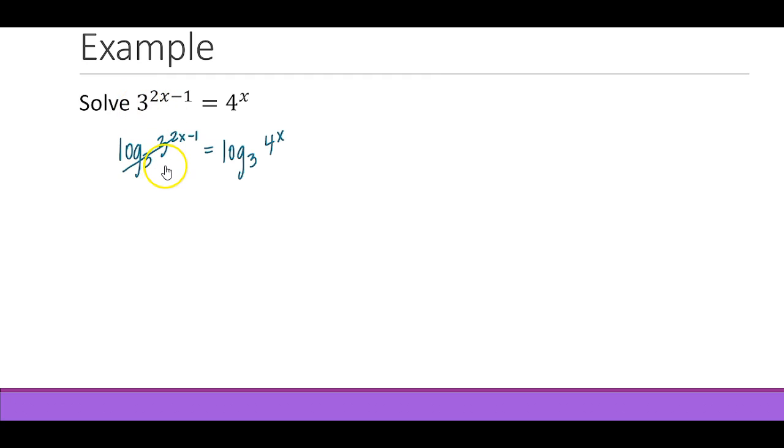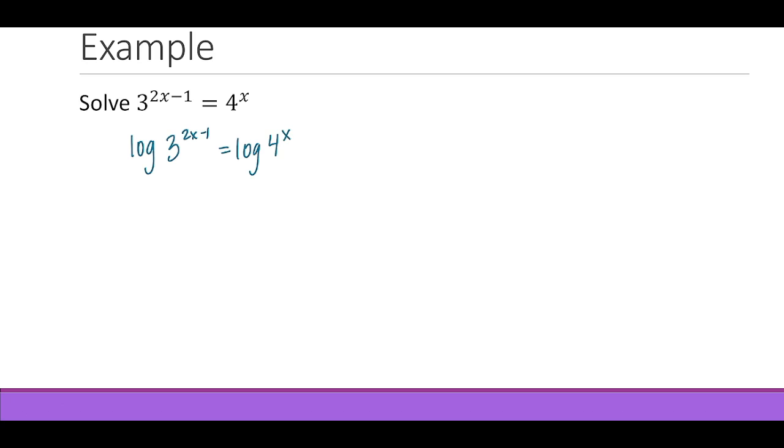And sometimes students think they're getting clever and they take log base 3 of one side and log base 4 of the other side, but remember, whatever I do to one side, I have to do to the other, so that's out. So what I'm stuck doing is taking either the natural log or the common log of both sides, right? At this point, it doesn't matter. Since last time we did natural log, this time I'll do common log. So log of 3 to the 2x minus 1 and log of 4 to the x.